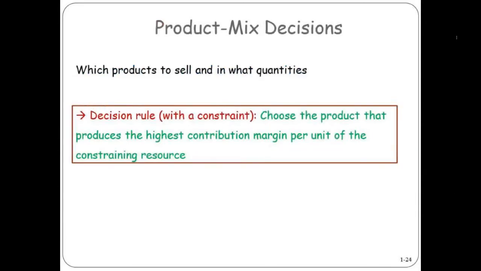Next, we have product mix decisions. Which products do you want to sell and in what quantities? You want to sell the product that provides the highest contribution margin per unit of whatever your constraining resource is.